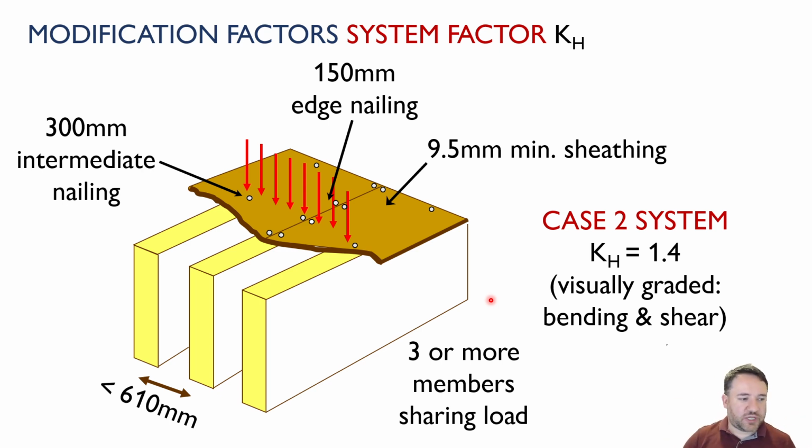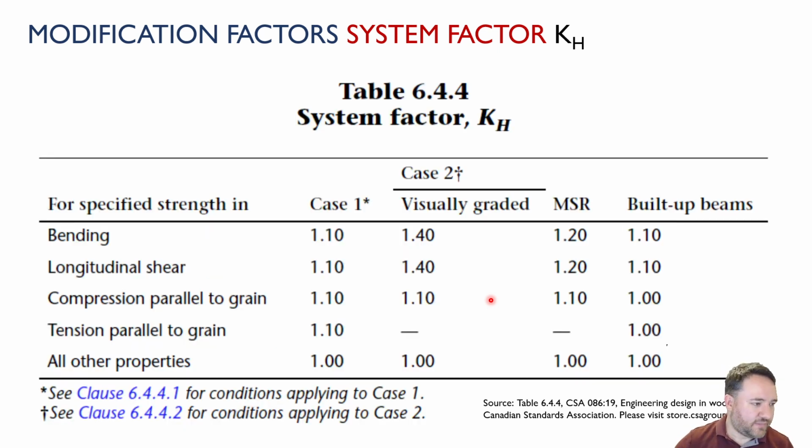So for case 2 system factor, I have the same requirements as the first one, 3 or more members sharing the load. They have to be closer than 610 millimeters apart from each other, which is 2 feet. But on top of those requirements, I also have to have sheathing. That sheathing has to be at least 9.5 millimeters thick. I have to have nailing around the edges of the sheathing that's less than or equal to 150 millimeters apart, and intermediate nailing elsewhere in the sheathing at maximum of 300 millimeters apart. All of these requirements are in the standard, so you'll have read them already if you're following the readings. And there is a table that shows all of these things exactly for the different pieces of wood.